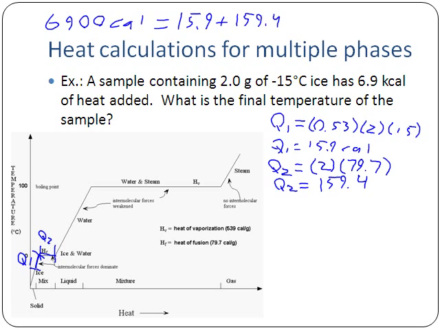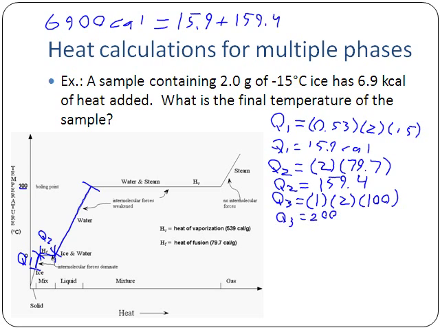And so we'll go on to our next section, which is Q3. The maximum this could go would be all the way up to the very top of our water section, which would be a change from 0 degrees all the way up to 100 degrees. Since the temperature is changing, Q3 is equal to C m delta T. The specific heat for water is 1, times the mass, which is 2, times delta T. We're going from 0 to 100, so delta T is 100 degrees. If you do this, you get 200. So Q3 is just equal to 200 calories.